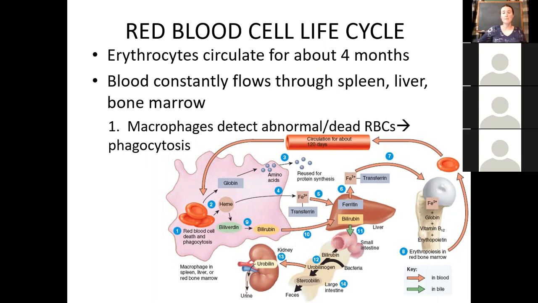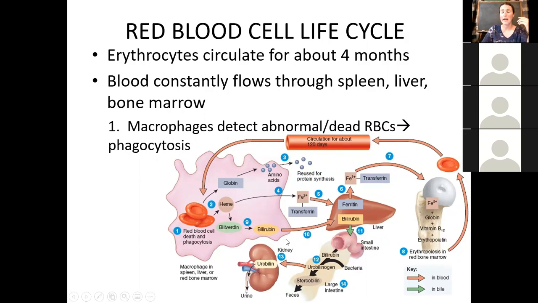Again, the red blood cells are anucleate, so they only live for about 4 months. So let's talk about what happens at the end of that 4 months. Keep in mind that our heart pumps the entire volume of blood every single minute, and so ultimately your blood is going to all different tissues within the course of an hour. That includes the spleen, liver, and bone marrow.